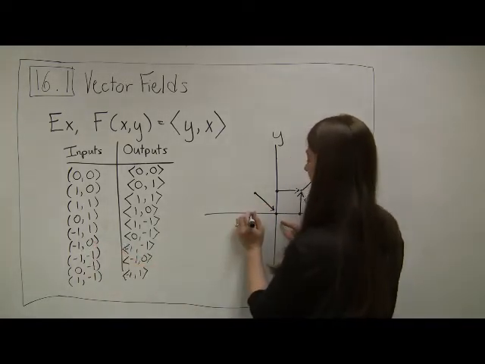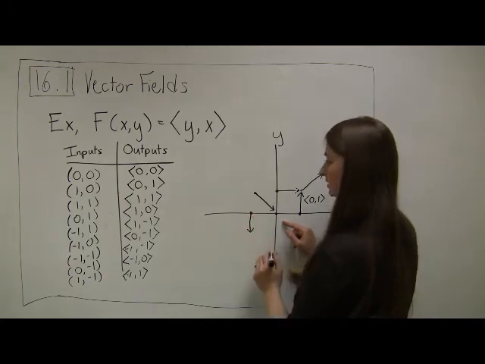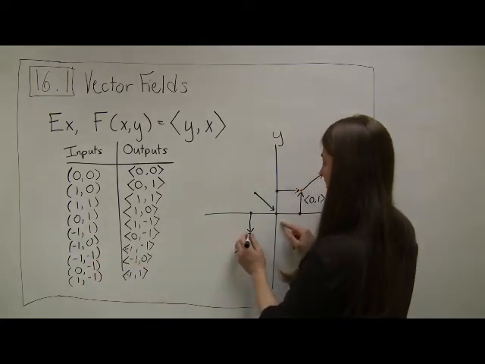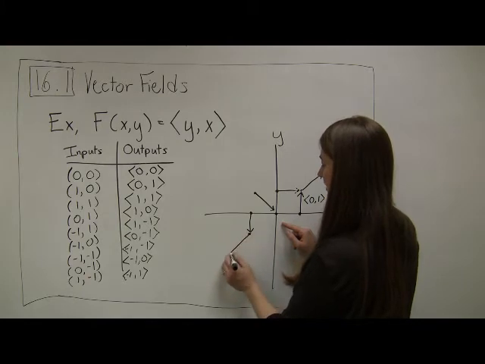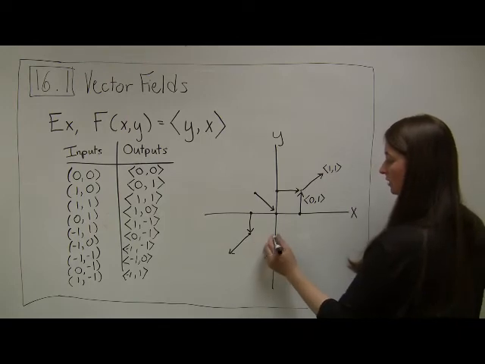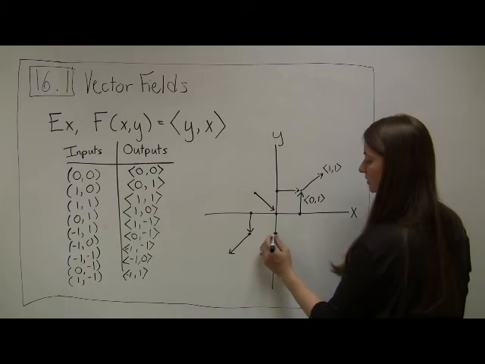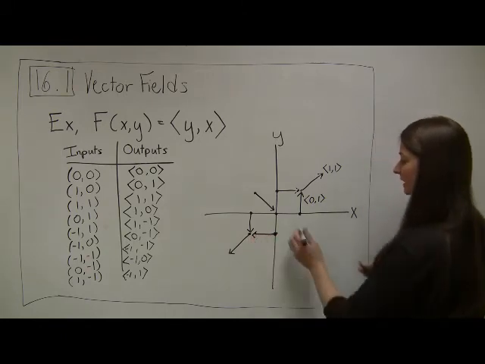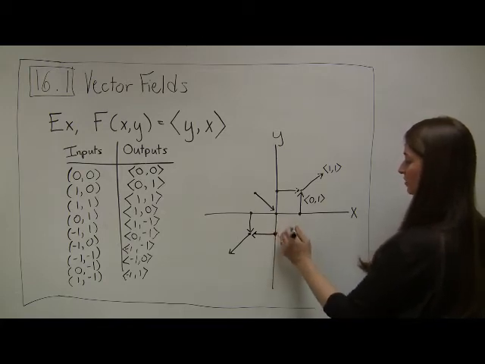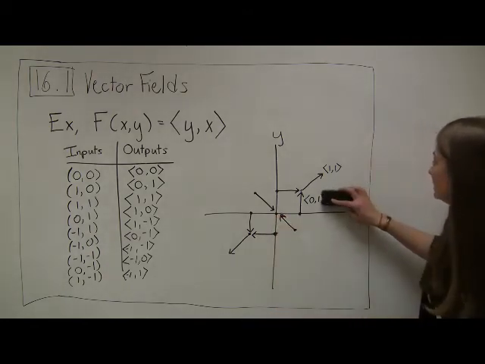But that base point, negative 1, 0, it goes 0 in the x direction and negative 1 in the y direction. Negative 1 starts right here. It goes negative 1 in the x direction and negative 1 in the y direction. A base point of 0, negative 1 gives me a vector that goes negative 1 in the x direction and 0 in the y direction. And then finally, at the point 1, negative 1, I go negative 1 in the x direction and 1 in the y direction.